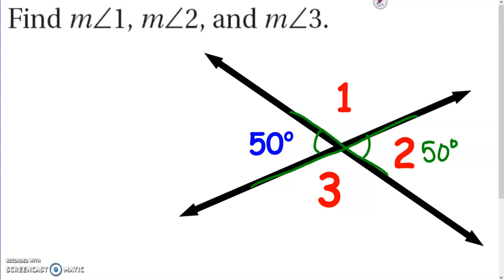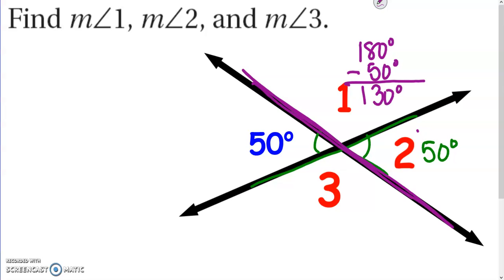Now, we have to look at angle 1 and angle 2. They form a linear pair because they form a straight line. So we know that they add up to 180 degrees. So if I take 180 degrees and subtract out that 50 degrees of angle 2, we're left with 130 degrees for the measure of angle 1. Now angle 1 and angle 3 are formed by two intersecting lines, which means that they are vertical angles and they are congruent to each other. So angle 3 also has to be 130 degrees.